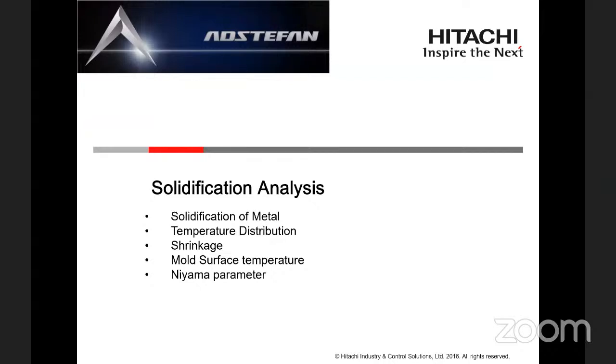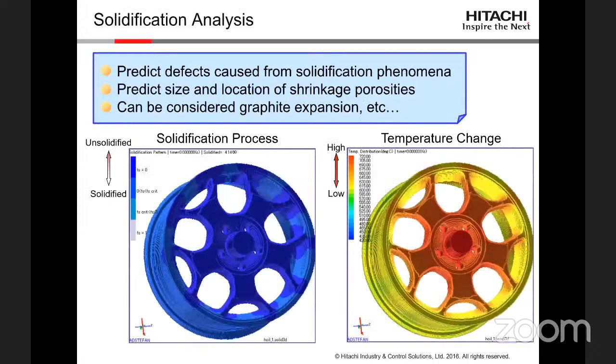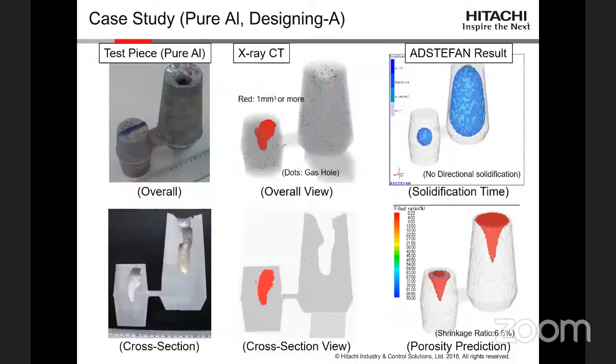Solidification of the metal, temperature distribution, shrinkage, mold surface temperature, Niyama parameter. This is the first window in which we can see the solidification process and temperature change. This is a simple image, it is not a video.